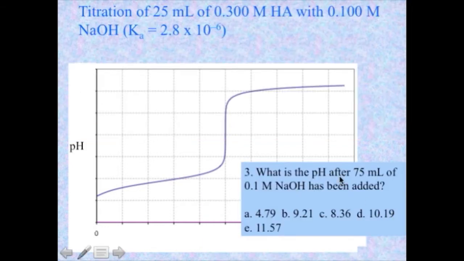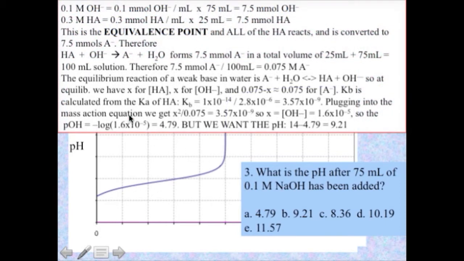Okay, our next question, what is the pH after 75 milliliters of 0.1 molar sodium hydroxide has been added? Do the calculation and come back and check your work. Here we go. 0.1 molar hydroxide ion is 0.1 millimoles of hydroxide per milliliter times 75 milliliters. We've added 7.5 millimoles of hydroxide to this solution, and we have 0.3 molar weak acid times 25 milliliters, also 7.5 millimoles of weak acid.